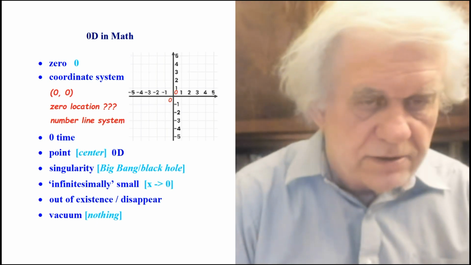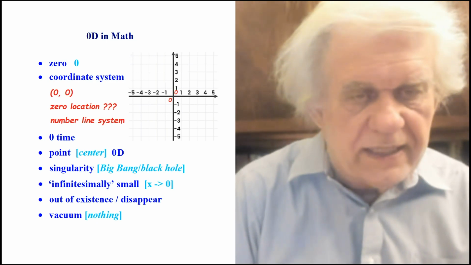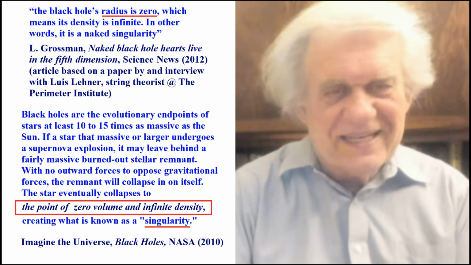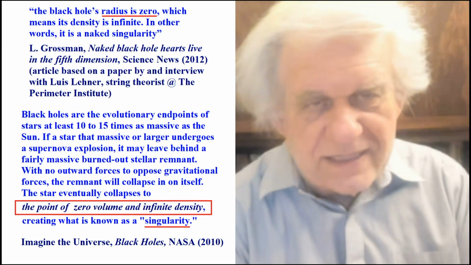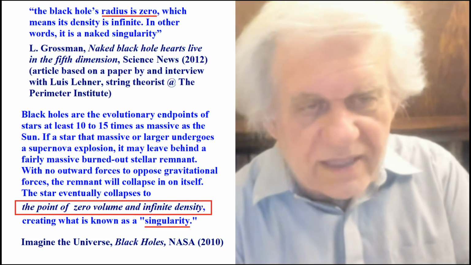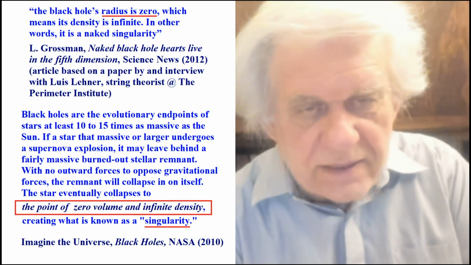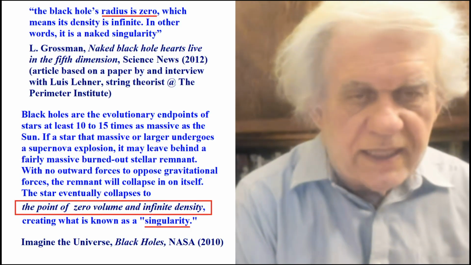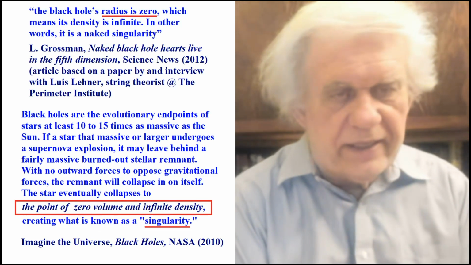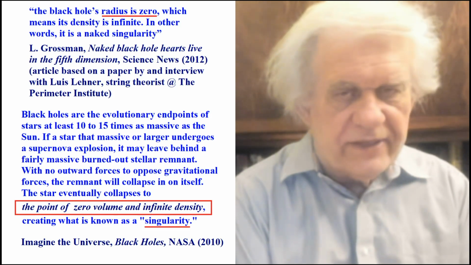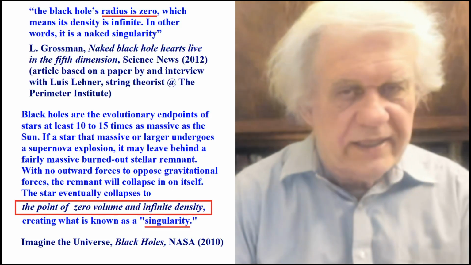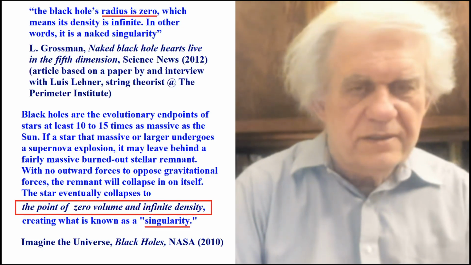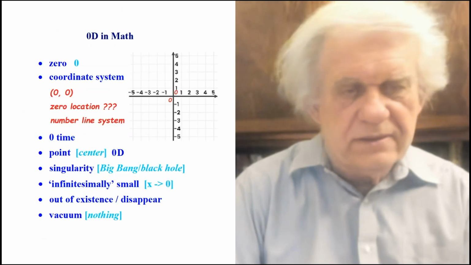And again, let's introduce more evidence because people say, well, that's just Stephen Hawking. What did he know? Let's go with another one. It says the black hole's radius is 0. One person. Another fellow says the point of 0 volume and infinite density, creating what is known as a singularity. What is a singularity? 0 volume, infinite density. That's what a singularity is. 0D. We're talking about the 0 dimension.